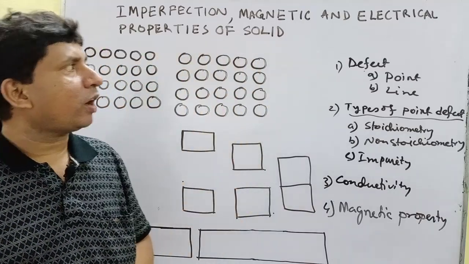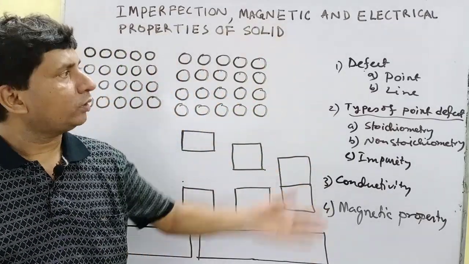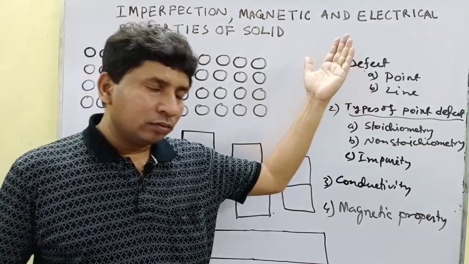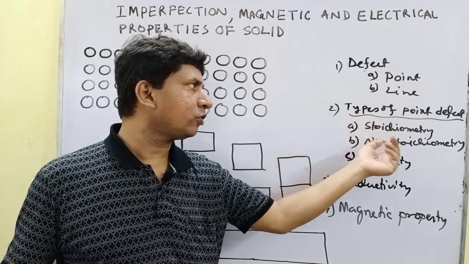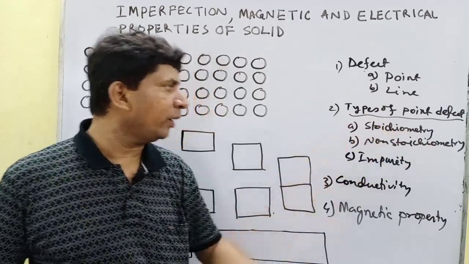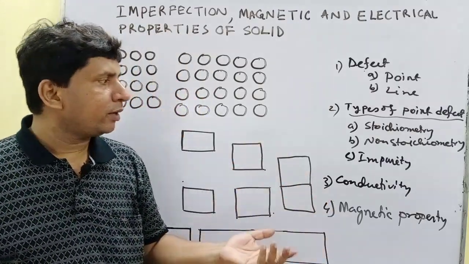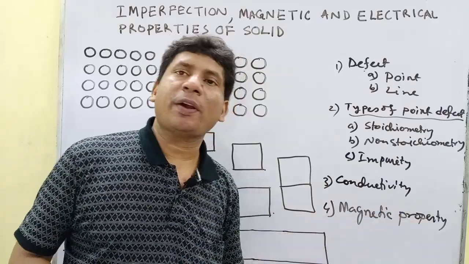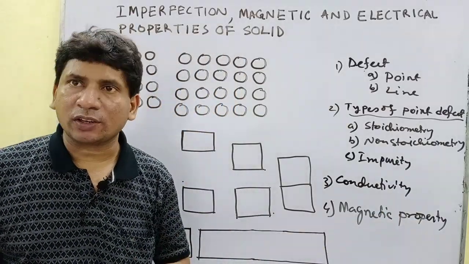Now what is the imperfection? I will go through the defects point by point: point defects and line defects, types of point defects, stoichiometry, non-stoichiometry, impurity, and the conductivity of imperfect solids, and magnetic property of the solids. Now, what is the imperfection?